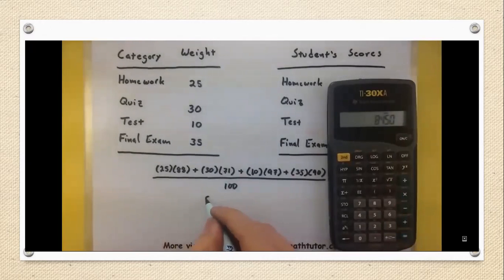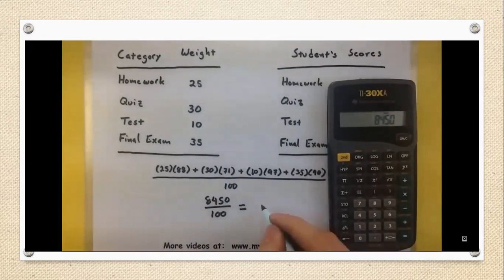All right, so on the top, 3,450. All of this is being divided by 100. So it shows that our student's average score is an 84 and a half.